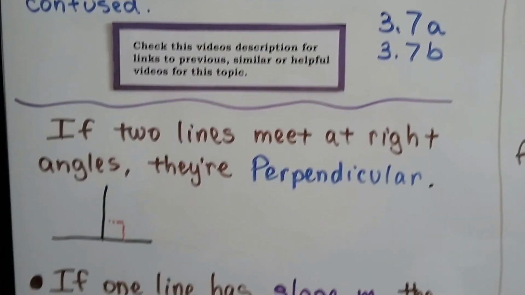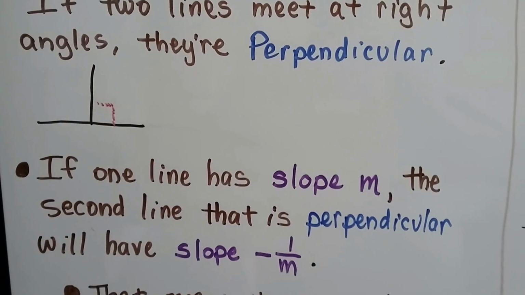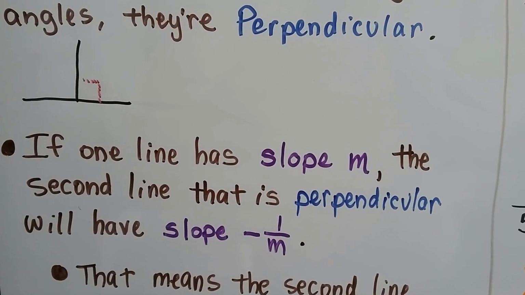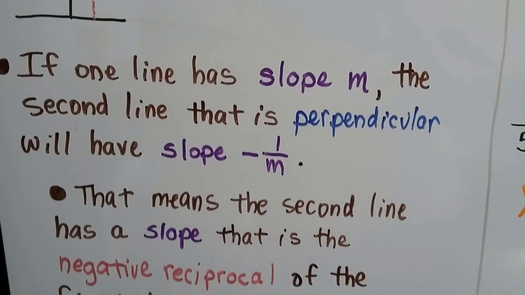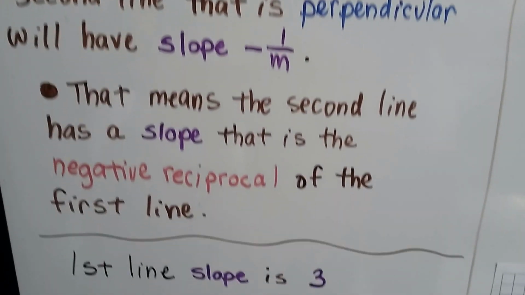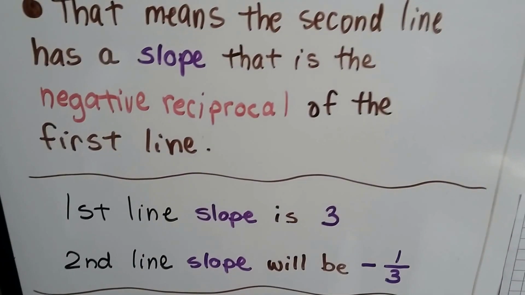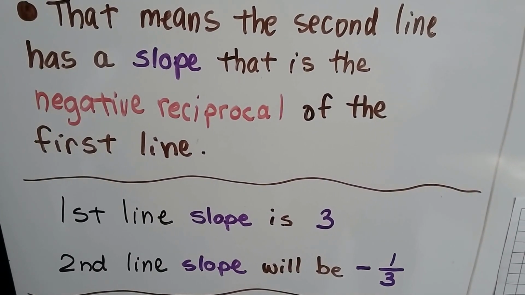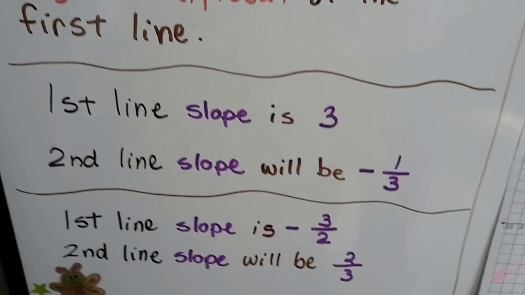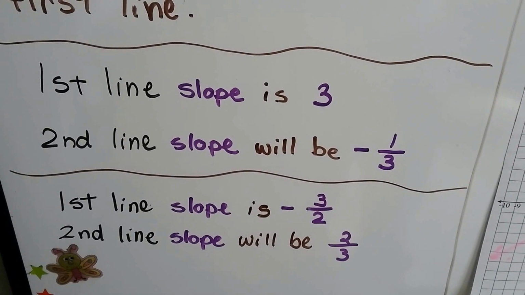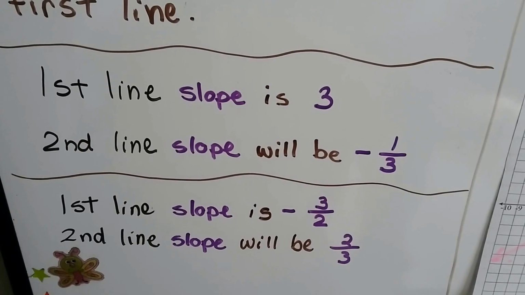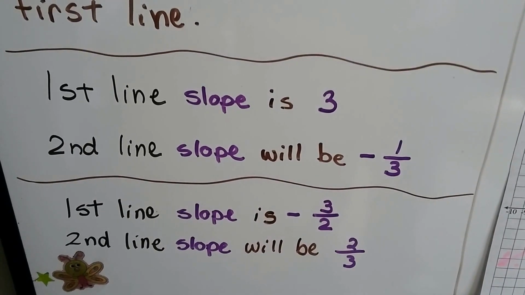If two lines meet at right angles, they're perpendicular. If one line has slope m, the second line that is perpendicular will have slope negative 1 over m. That means the second line has a slope that's a negative reciprocal of the first line. So if the first line has a slope of 3, the second line's slope will be negative 1/3. It's a negative reciprocal. If the first slope is negative 3 over 2, then the second slope will be 2/3. See, it became positive. It's the opposite, and it's the reciprocal.